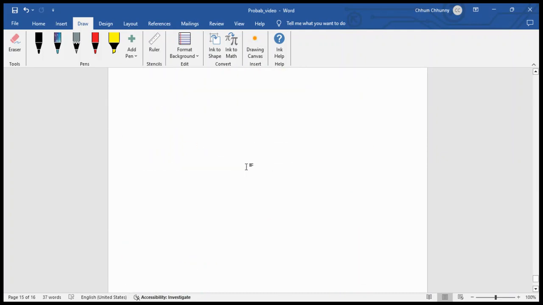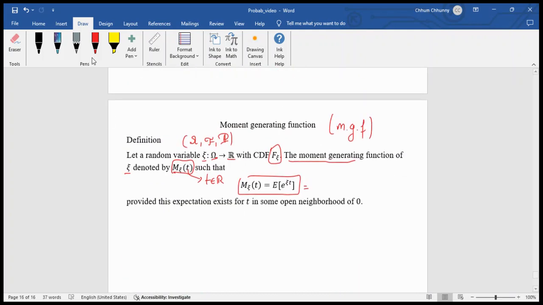So we can use the formula of the expectation. Then we get the integral of e to the power xt times f(x) dx, where t belongs to R, provided this expectation exists for t in some open neighborhood of zero. We have to know that not all continuous, or absolutely continuous, random variables have a moment generating function. Some random variables don't have a moment generating function.